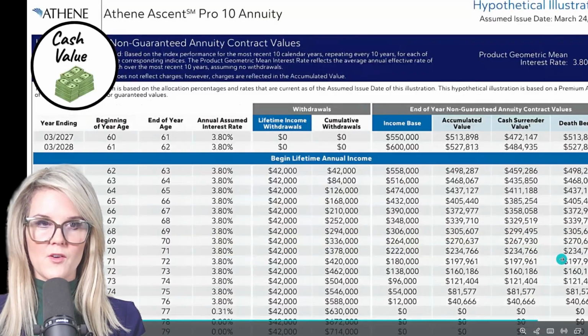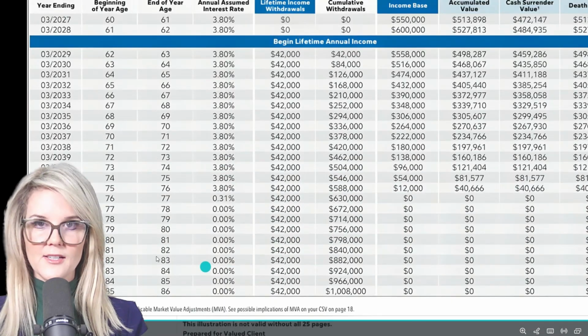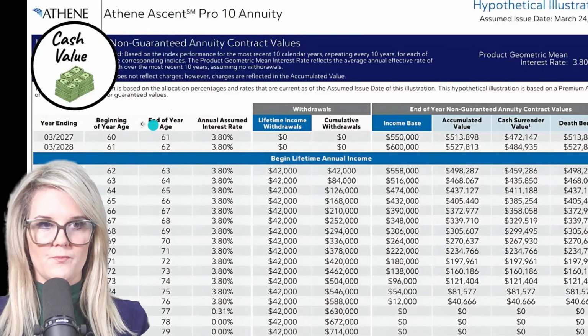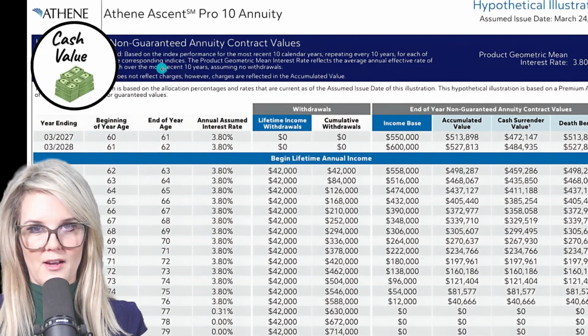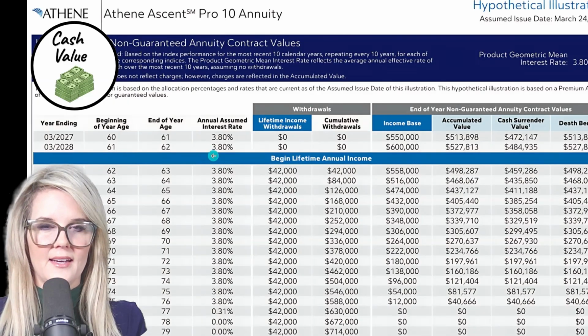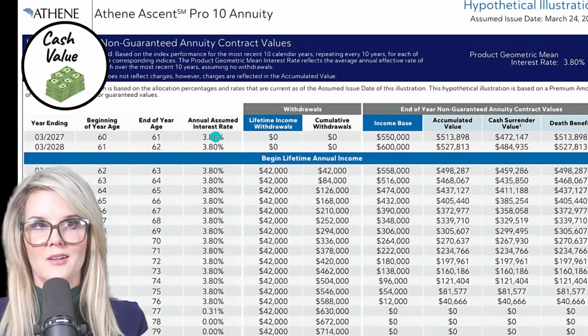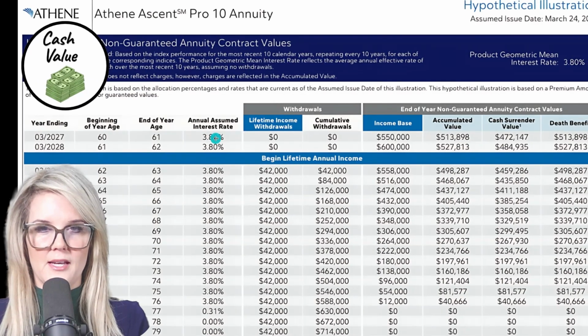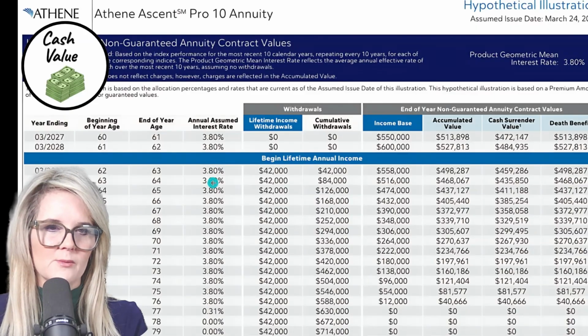Now, we're going to talk about the cash value. You see right here, this is how this part of it works. A 60-year-old, again, puts in $500,000, the same person we're talking about, and he is going to get a return, not very great, of 3.8%. It's not going to be that great. It might be less, it might be a little more.